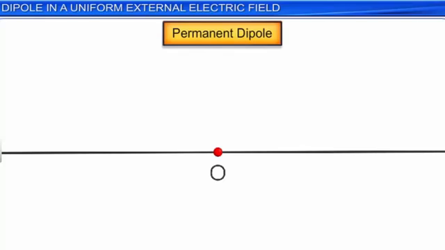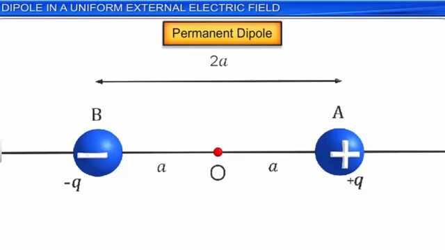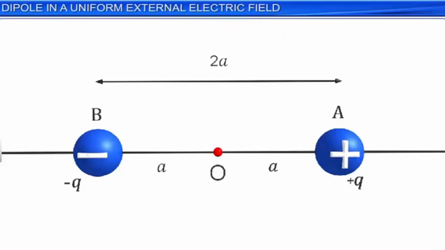Consider a permanent electric dipole having a positive charge plus q at A and a negative charge minus q at B separated by a distance 2a. A permanent dipole is one which has a dipole moment irrespective of the presence of an external electric field. The electric dipole moment P of the dipole is equal to 2aq, directed from minus q to plus q along the axis of the dipole.